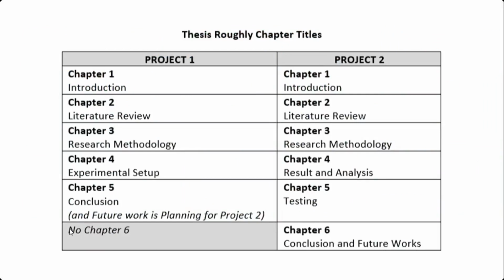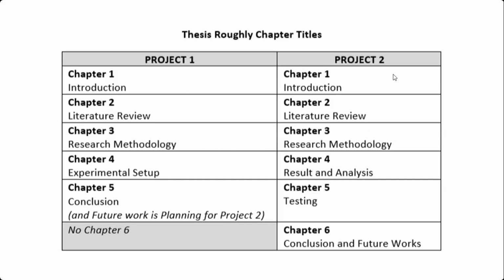If you look here in project one, commonly we have introduction, literature review, research methodology, and then maybe experimental setup, or maybe a little bit on the initial result, and then conclusion. That's it. Normally for the conclusion in chapter 5, you will talk about the future work of what you are going to conduct for project 2. That's why you have 5 chapters.